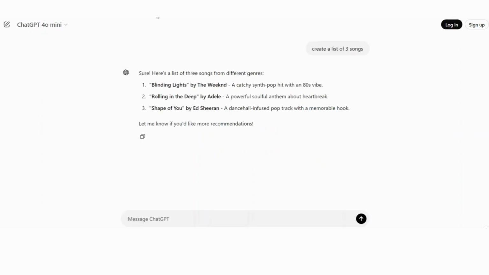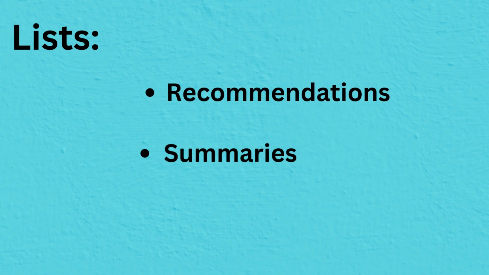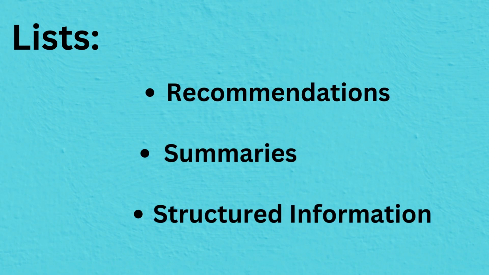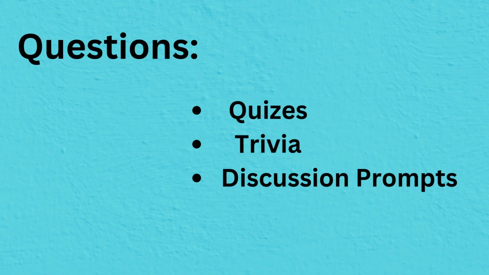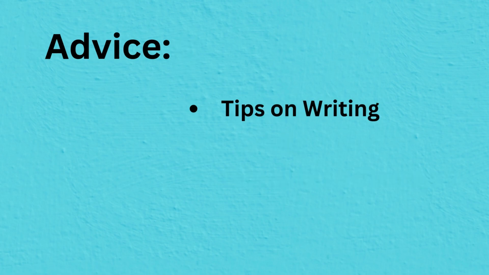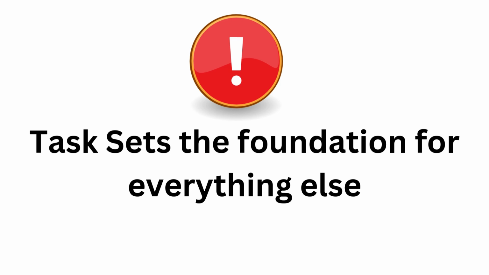ChatGPT can create text like stories, poems, essays, and dialogues. It can also create lists, for example, recommendations, summaries, or structured information. ChatGPT can create ideas like brainstorming sessions for projects, events, or creative works. It can also create questions like quizzes, trivia, or discussion prompts, and it can offer advice, for example, tips on writing, study strategies, or personal development. The task is the most important component of a good prompt as it sets the foundation for everything else.